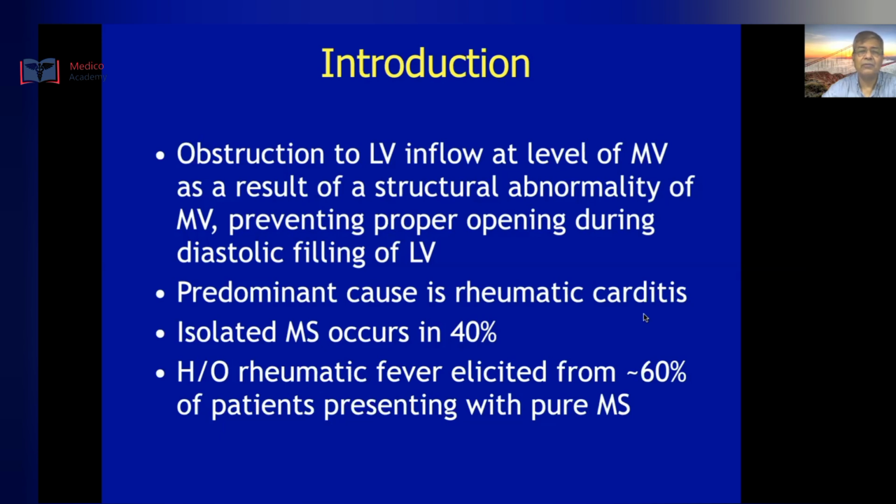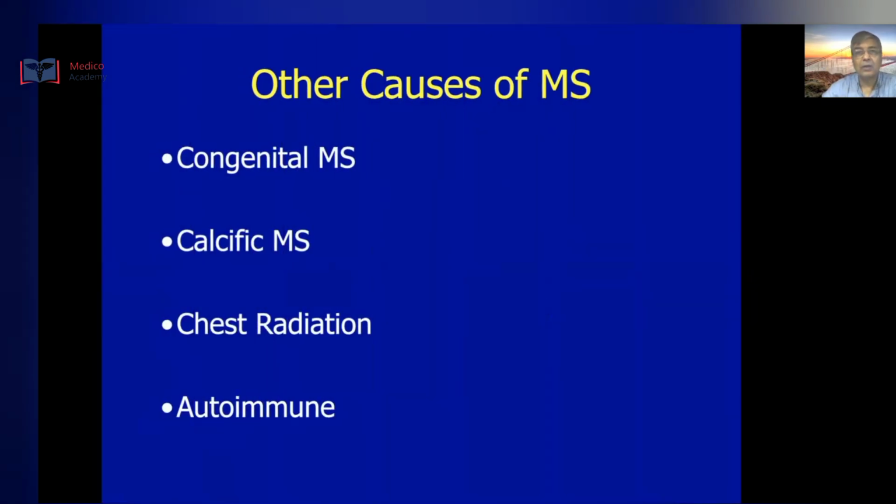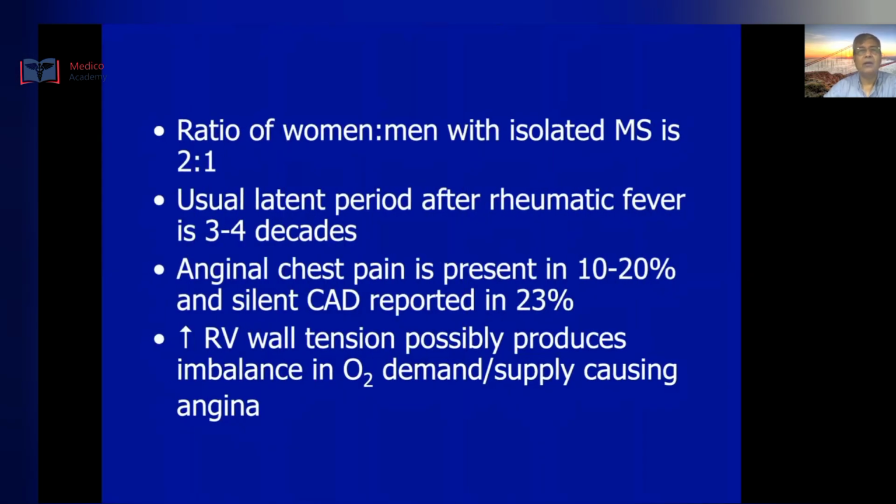Isolated mitral stenosis occurs in 40% of cases, and we can elicit a history of rheumatic fever in about 60% of patients who present with pure mitral stenosis. Apart from rheumatic heart disease, the other causes of mitral stenosis are congenital mitral stenosis, calcific mitral stenosis, chest radiation, and autoimmune disease. Women are more likely to develop mitral stenosis after rheumatic heart disease, and the ratio of women to men in isolated mitral stenosis is 2:1.